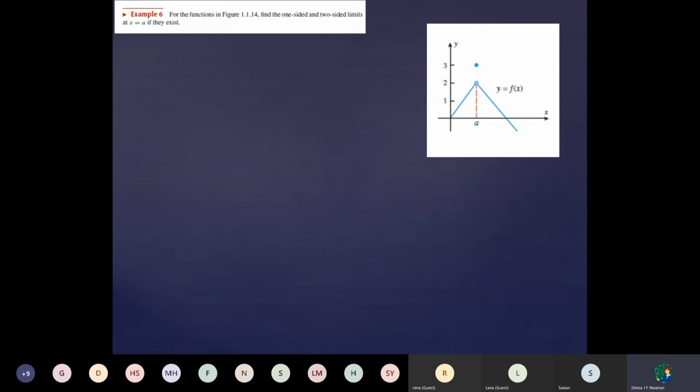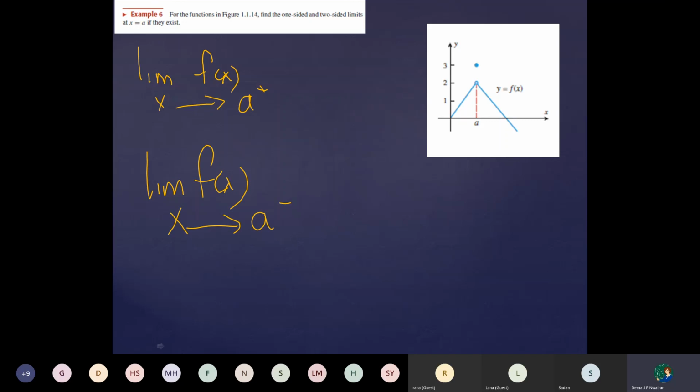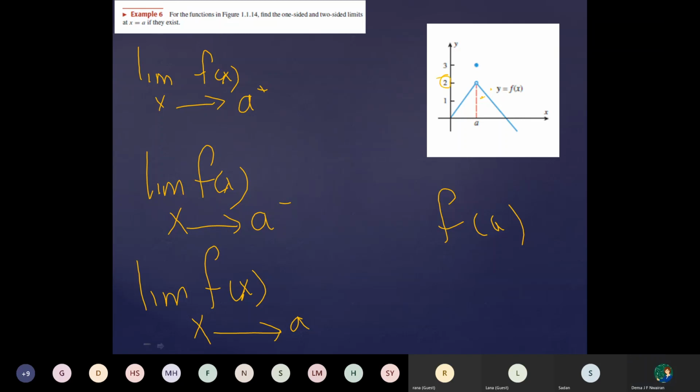Look at this one. For the function in the figure, find the one-sided and the two-sided limits as x approaches a. Here you have limit f of x when x goes to a from the right, limit f of x when x goes to a from the left, then I will find limit f of x when x approaches a, and f of a. Look at this graph here. If I want to find limit f of x when x approaches a from the right, here is the right. So the y-axis is going to approach near what? Near 2. So I say that the limit f of x when x approaches a from the right is 2.